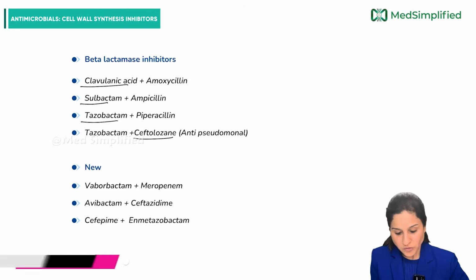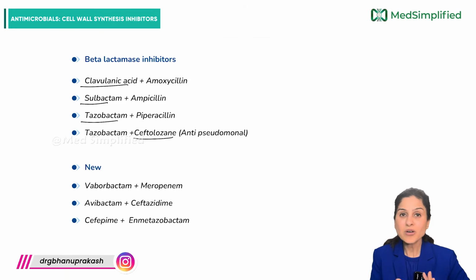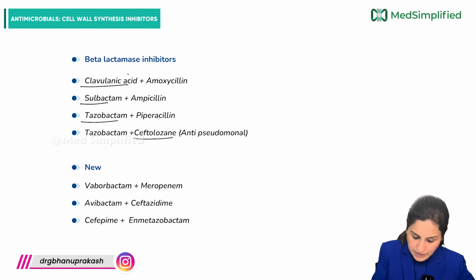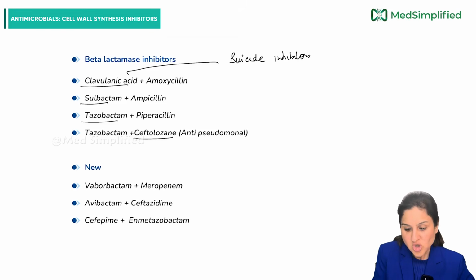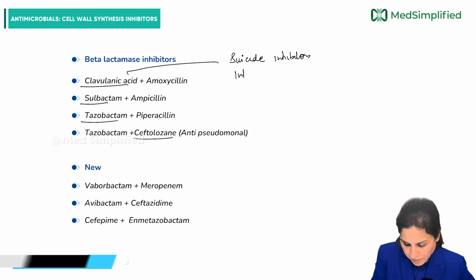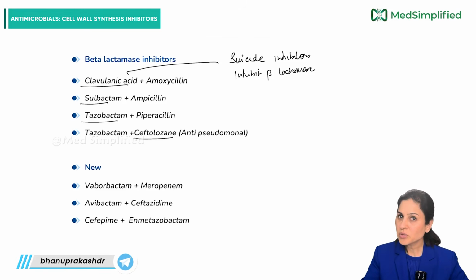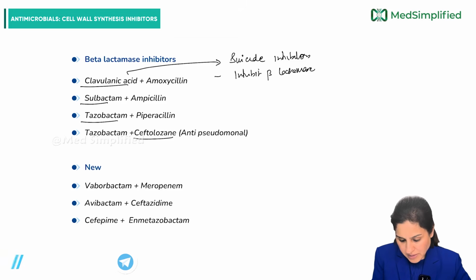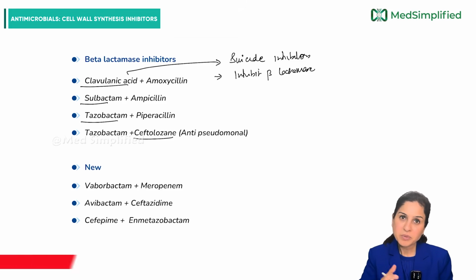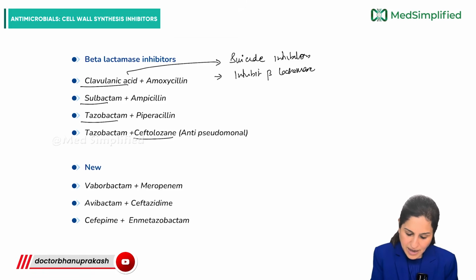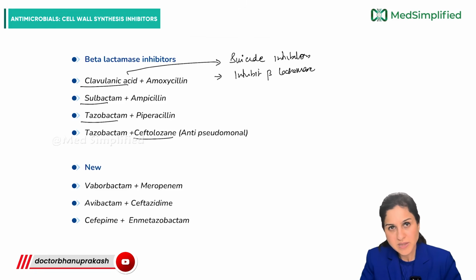So what is the role of these beta-lactamase inhibitors? They are not antimicrobials as such. They are called suicide inhibitors. Their role is just to inhibit beta-lactamases so that the antimicrobials can do their role. So why do we have a particular beta-lactamase inhibitor with a particular beta-lactam antibiotic? Because they have matching pharmacokinetics. That's why they are used.